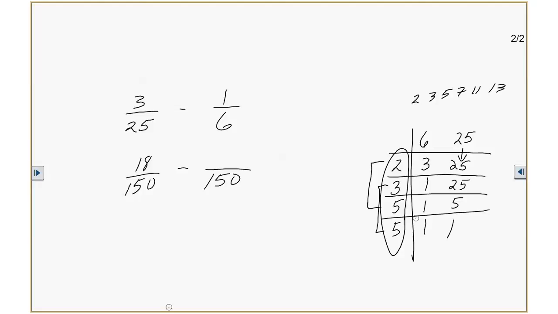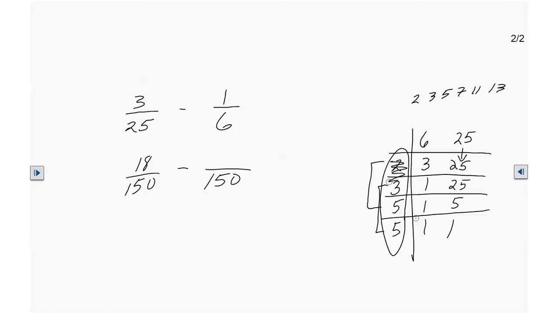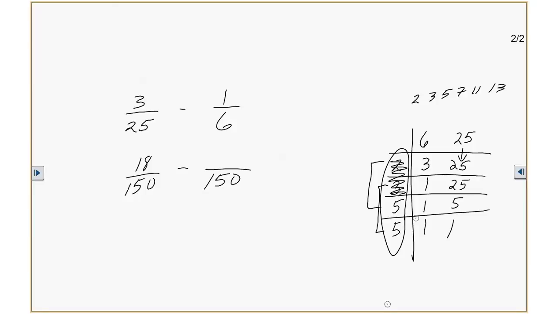How many times will 6 go into 150? I have no earthly idea. So you go over here and you say, take out the 6. How many times will 6 go into 150? 5 times 5 is 25 times 1 is, and what's 18 minus 25? Negative 7.